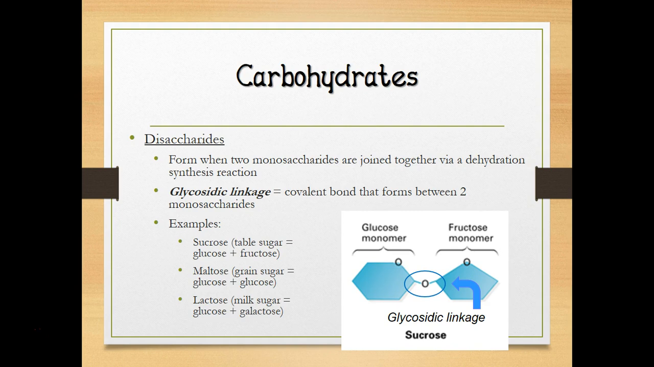Technically speaking, disaccharides are not polymers for carbohydrates. They're just not quite big enough. But they're not really monosaccharides, so they're not really monomers either. They're in this weird flux in between. Just something to be aware of. But what do you really need to know? Well, disaccharides are 2 sugars.